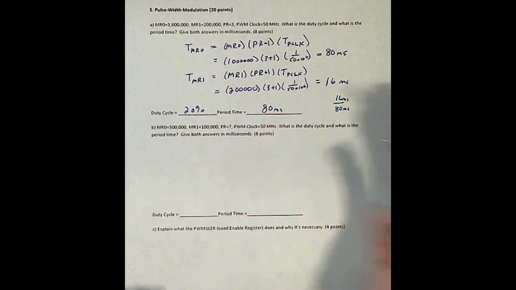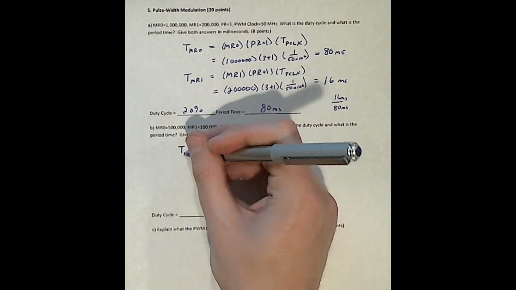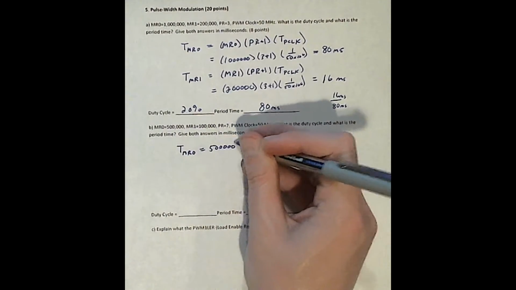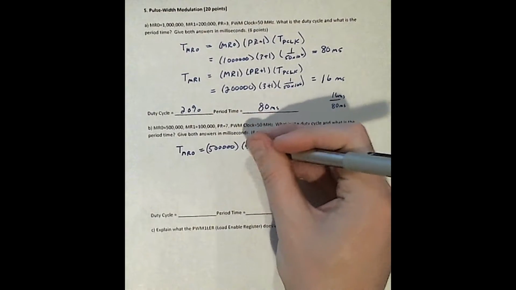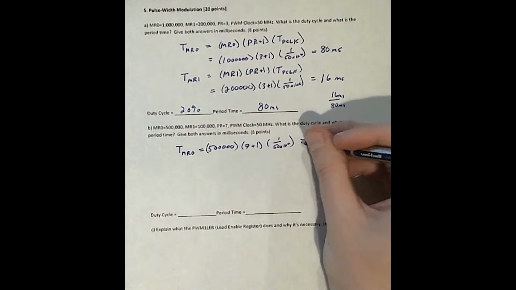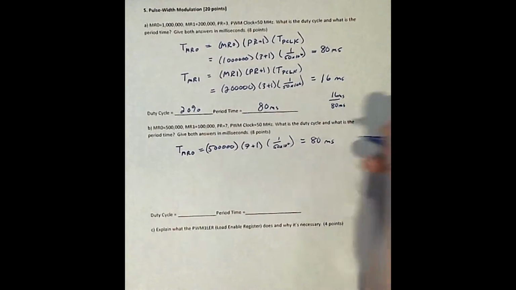So for the second one here, again, just plug and chug. T MR0 is going to be our MR0 value, 500,000, times PR plus 1, 7 plus 1, times 1 over 50 times 10 to the 6th. And that's going to give us, again, 80 milliseconds.